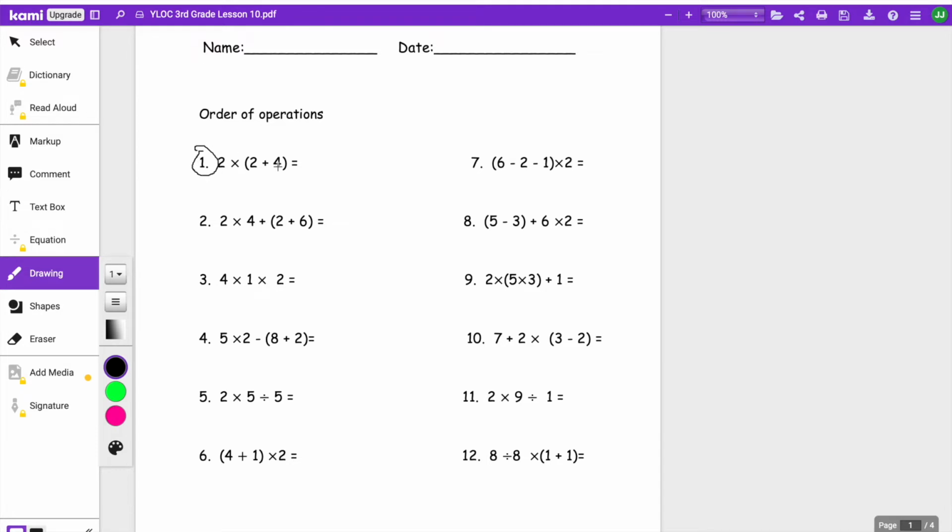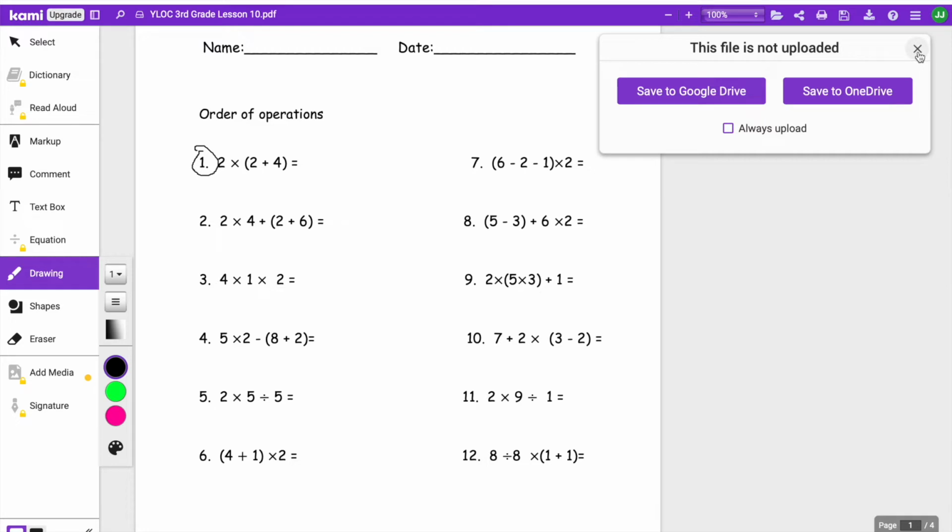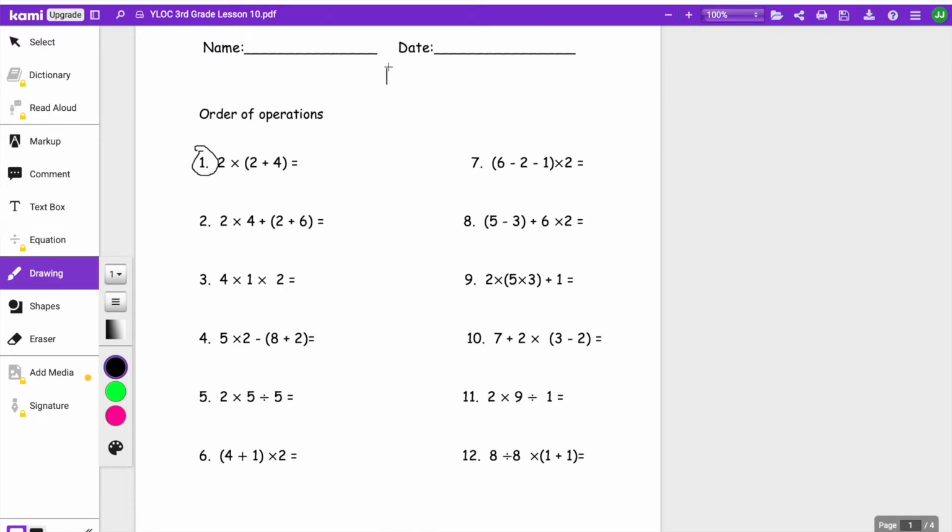So basically, the way we know of order of operations, we know of PEMDAS: P, E, M, D, A, S. PEMDAS stands for: P stands for parentheses, E stands for exponents, M stands for multiplication, D stands for division, A stands for addition, and S stands for subtraction. However, addition and subtraction, and multiplication and division, could be interchanged.